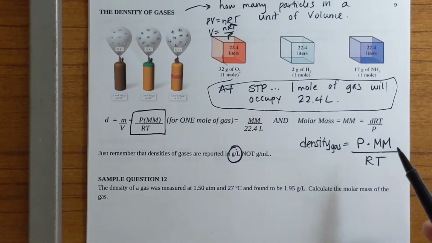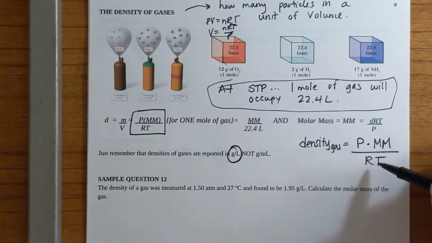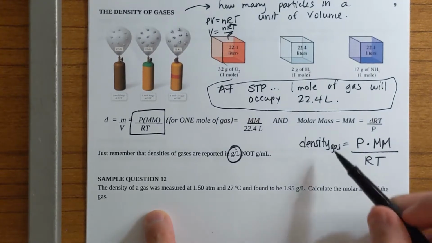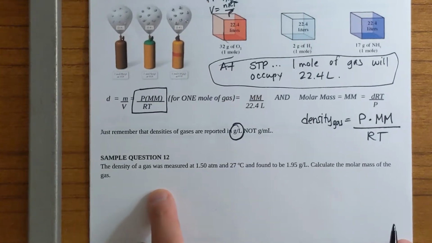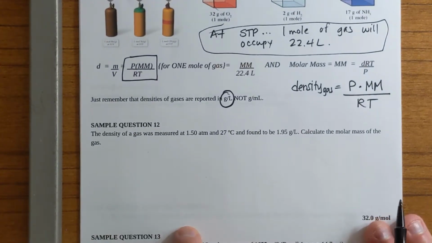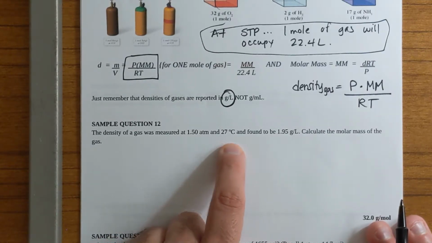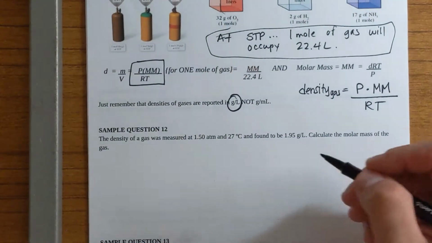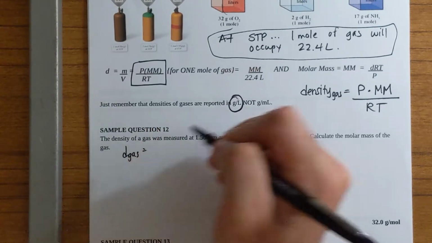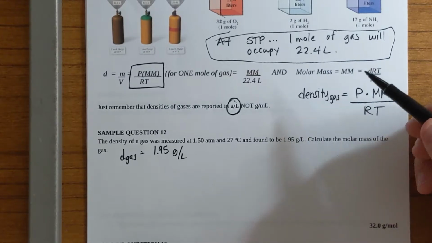Okay? And so now if we have anything to do with calculating the density of a gas, I could use this equation. Density of a gas is P times molar mass over RT. And I could solve for anything else if I have those variables. So let's look at sample question number 12, which I wanted to spend more time doing. It says the density of a gas was measured at 1.5 atmospheres at 27 degrees Celsius and found to be 1.95 grams per liter. So I have the density of the gas, which is 1.95 grams per liter. So I already have this value.